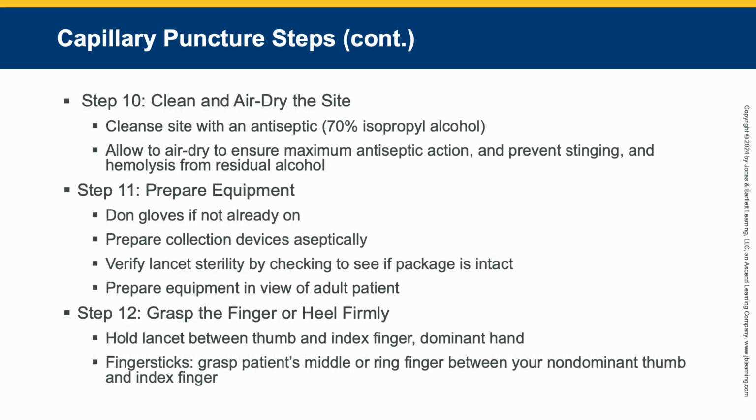Step 10, you're going to clean and air dry the site. So you're going to clean it with an antiseptic, most of the time the same little alcohol towelettes that you use for a venipuncture. 70% isopropyl alcohol. Allow it to air dry. Remember, we don't blow it, we don't wipe it. This maximizes the antiseptic action and prevents it from stinging them.